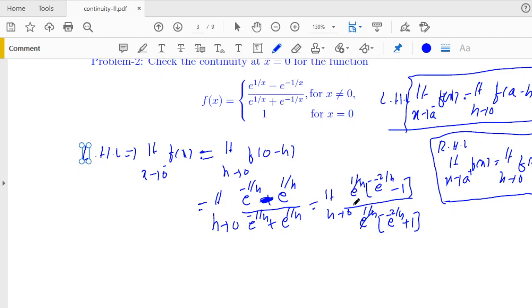And this one cancels. If h goes to 0, then 1 by h goes to infinity. Therefore e power minus infinity goes to 0. So this value equals e power minus infinity minus 1 by e power minus infinity plus 1, equal to 0 minus 1 by 0 plus 1, equal to minus 1, which is the left hand limit.